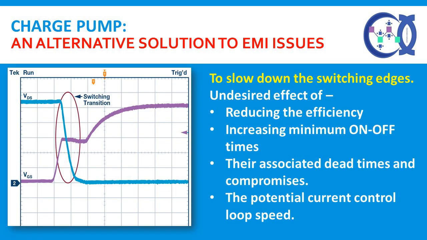Another frequently used method is to slow down the switching edges. This has the undesired effect of reducing the efficiency, increasing minimum on and off times and their associated dead times, and compromises the potential current control loop speed.